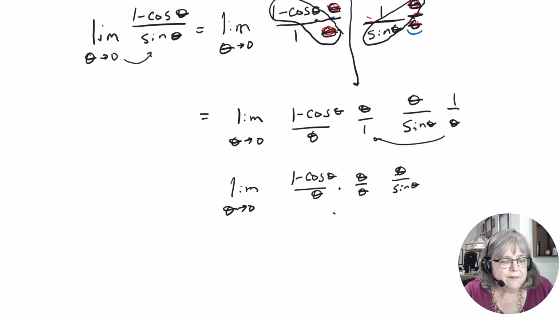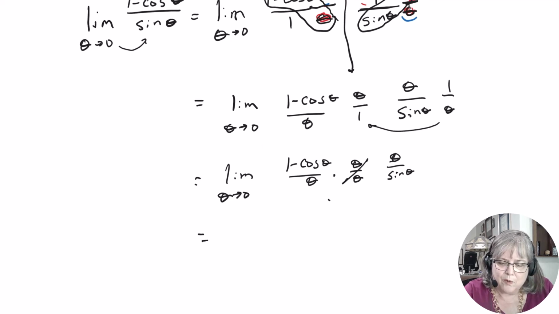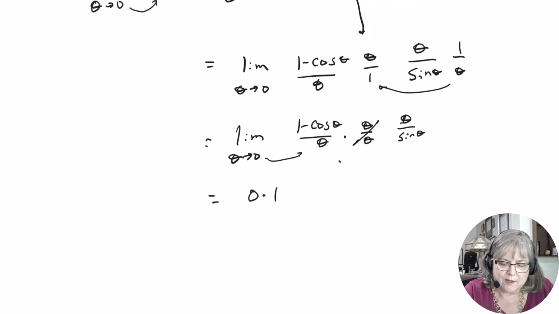Okay, doing okay? So this cancels out. And when you put theta going to 0 here, 1 minus cosine theta over theta is 0. Theta over sine theta is 1, and 0 times 1 is 0.